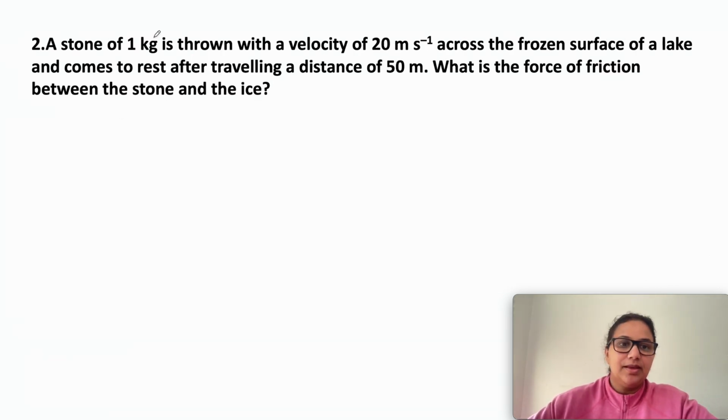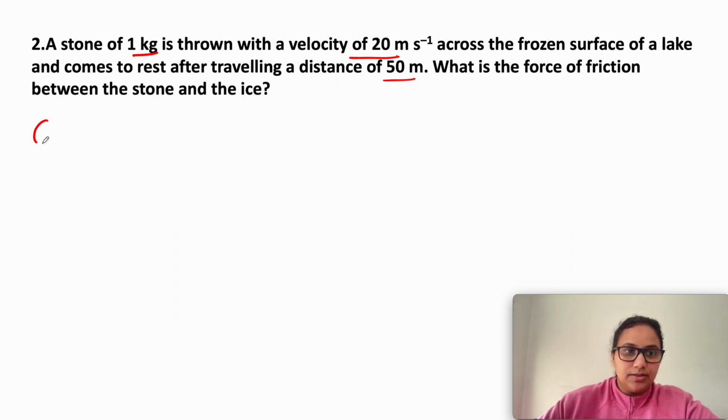Next question. A stone of 1 kilogram is thrown with a velocity of 20 meter per second across the frozen surface of a lake and comes to rest after traveling a distance of 50 meter. What is the force of friction between the stone and the ice? So a stone of 1 kilogram. So what is given here?